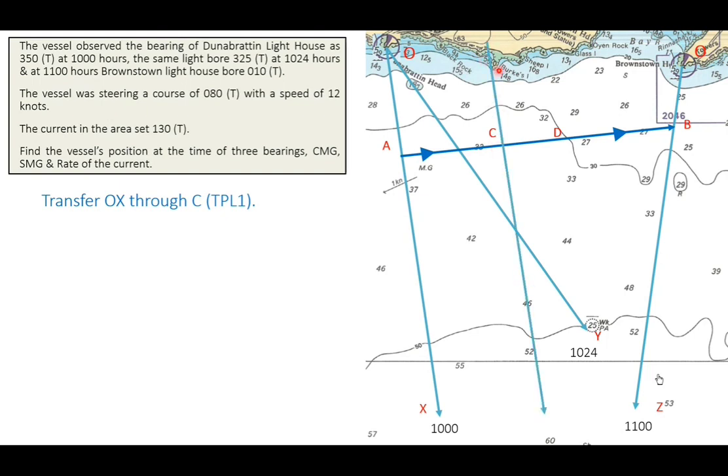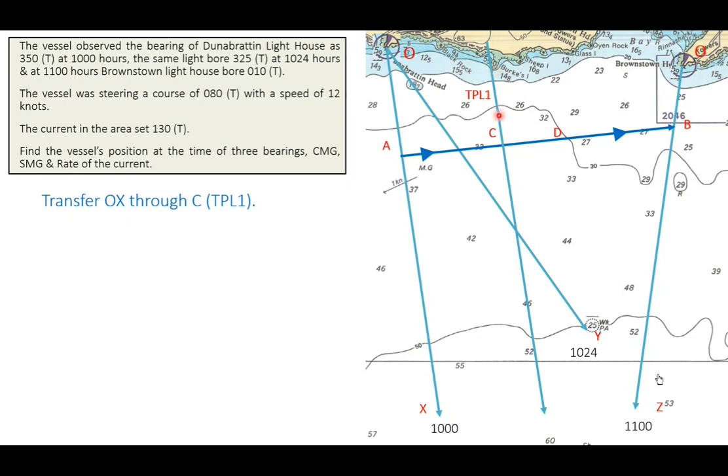You can see this parallel line passing through point C plotted on the chart. Let's name this line as TPL1, just a reference name given to this line for easy identification. So the TPL1 line is parallel to my first PL, that is OX, and it passes through point C, which we identified in our last step.